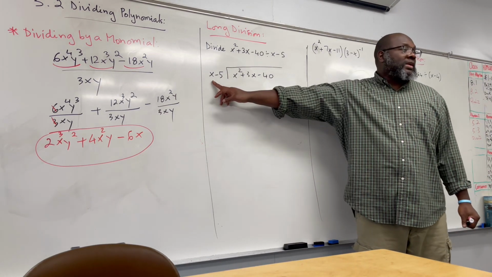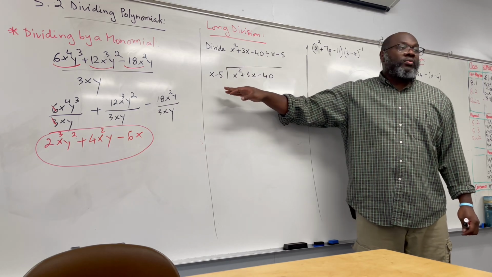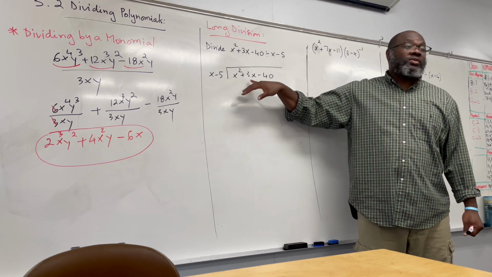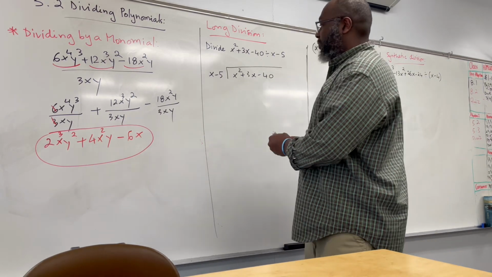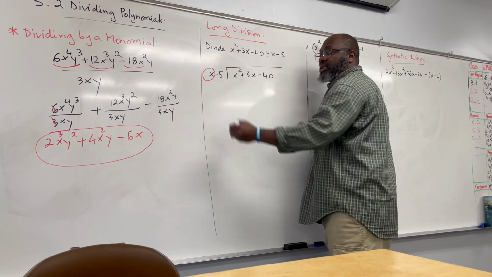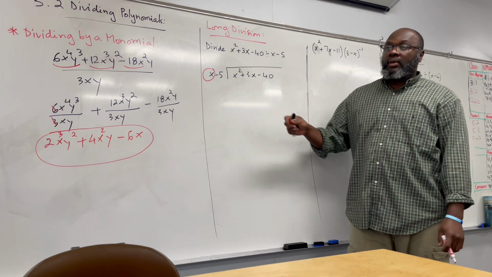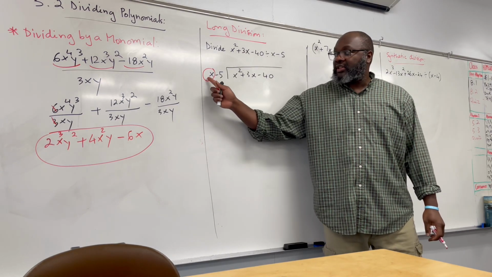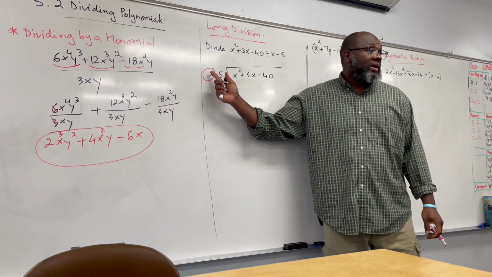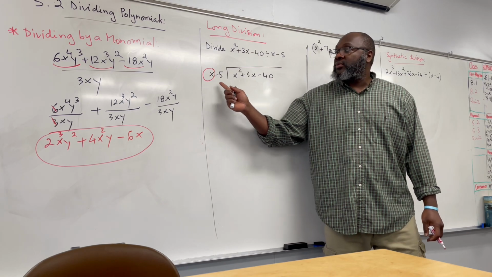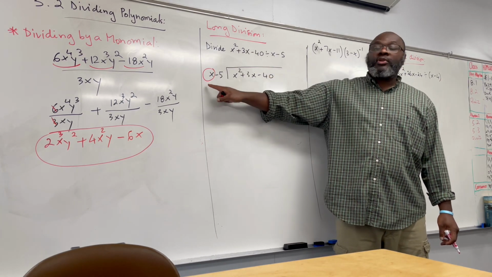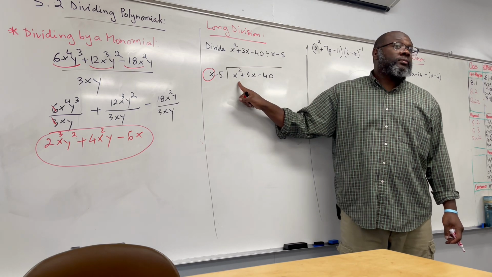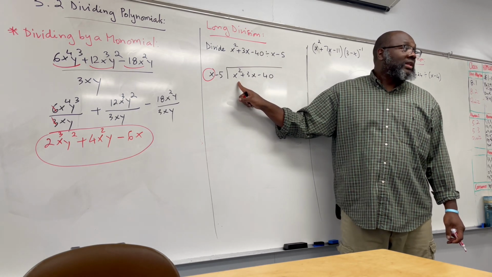All right, so what we do here is this. It says x minus 5, right? We are dividing that into x squared plus 3x minus 40. So what you do is you always take this leading coefficient, the leading coefficient with the leading exponent here, and then you divide that into the first term. So how many times does x go into x squared? One time.